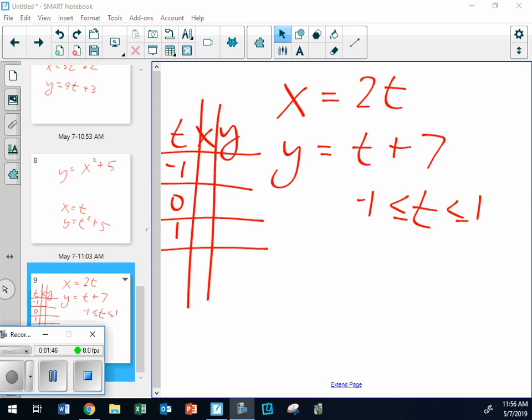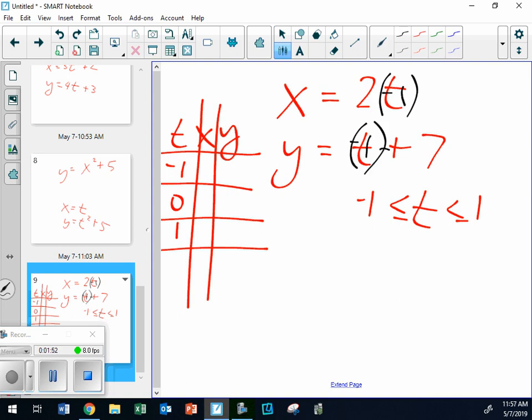All right. When you put in -1, you should have gotten -2 and 6. Raise your hand if you had -2 and 6. Okay, awesome. And then the next one, when you put in a 0, you would just end up with 0 and 7. And when you put in a 1 in these two spots, +1, +1, you should have had a 2 and an 8. Raise your hand if you got those points, same as I did.